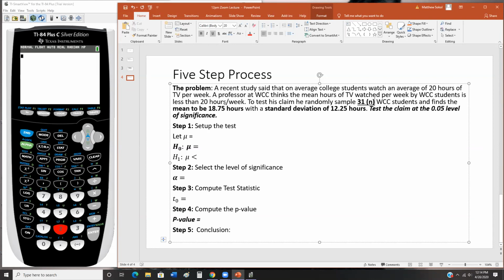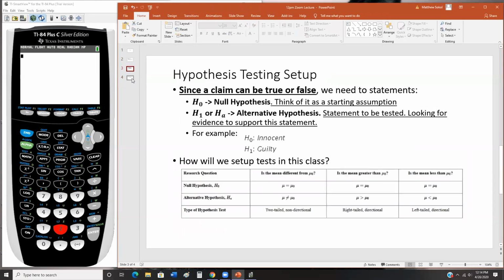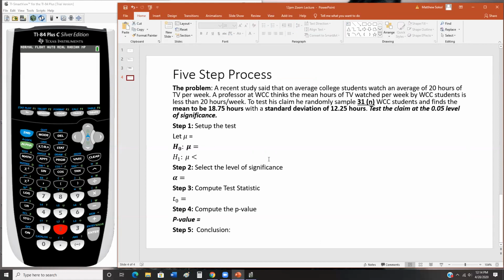Look what you're given here: a sample size, a sample mean, and a sample standard deviation. It says to test the claim at the 0.05 level of significance. When I want to test the claim, I want to say whether Matt's claim here, that students watch less than 20 hours per week on average, is true or false. So far, kind of with me on that? At least kind of what the problem is? Everybody got that sense before I go on to how to test my claim?